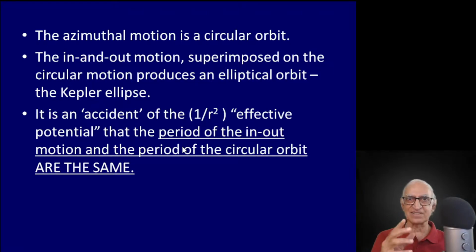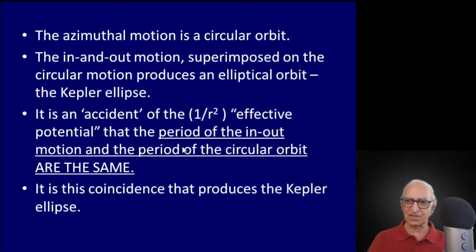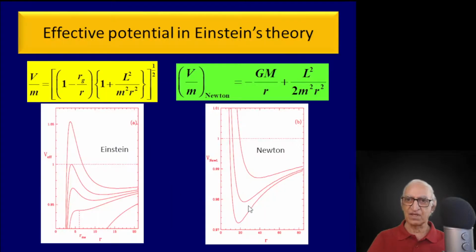But there's no guarantee that the potential will be 1 over r. In general relativity, it is not. So that's the point I'm trying to make. Therefore, it is this coincidence that produces the closed Kepler ellipse. Coincidence being the period of the radial oscillation is the same as the period of the circular motion. Now, in Einstein's theory, the effective potential has a maximum.